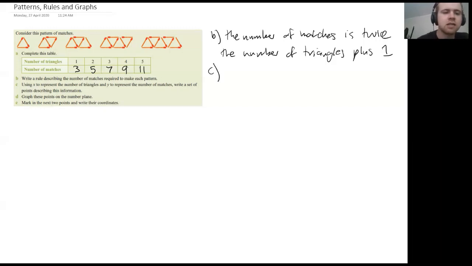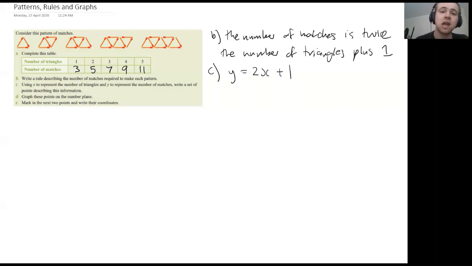So for part C, if y is the number of matches, now the number of matches is the number of triangles times 2 and added 1. So the number of matches equals the number of triangles times 2, or 2 times the number of triangles plus 1. And now we have an equation which describes this pattern that we've had here.